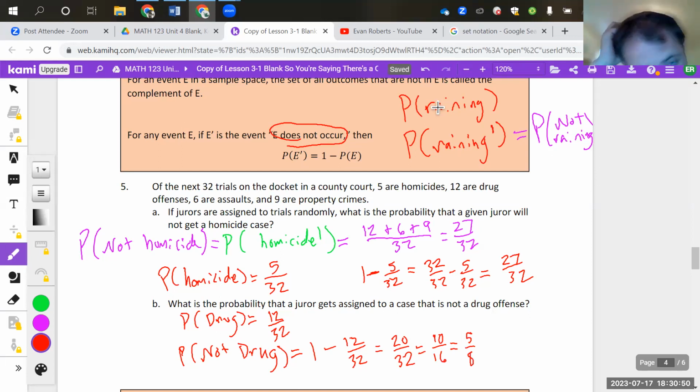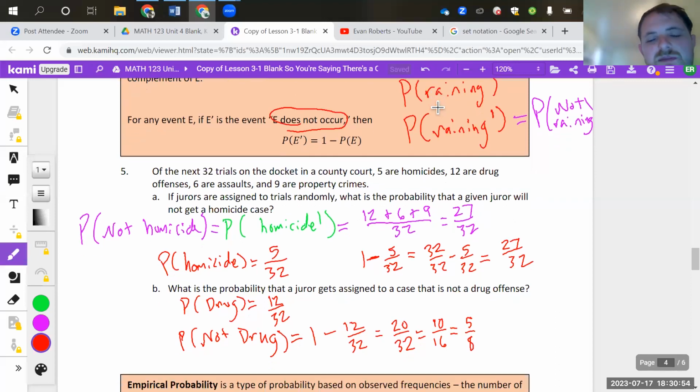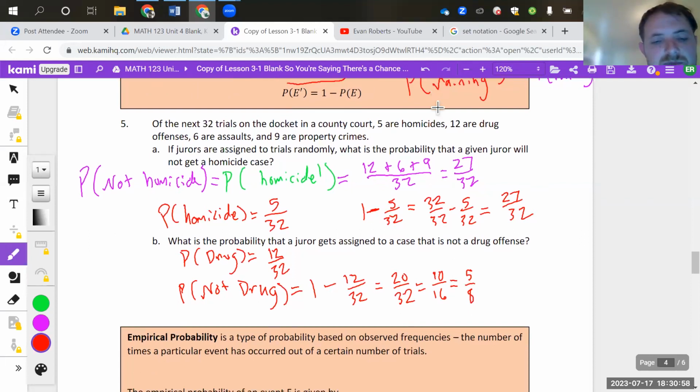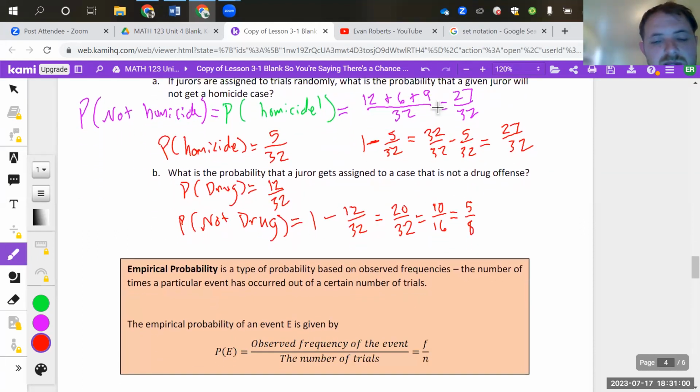Again, the 1 minus will make your life easier if it's in a decimal, in my opinion, and if you can't count because of the given situation.